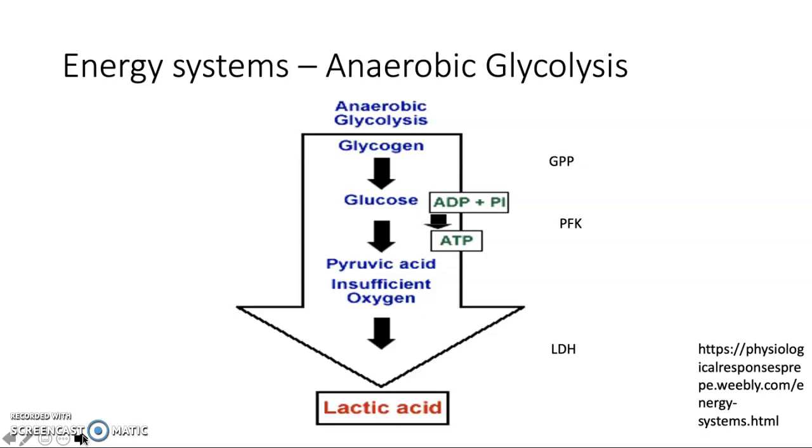pyruvic acid by the enzyme PFK, which is phosphofructokinase. From this reaction, the body gets 2 ATP to use for the muscle's contraction, and pyruvic acid gets broken down and turns into lactic acid by the enzyme LDH, in the absence of oxygen. So the athlete needs to perform a lower intensity exercise to re-increase oxygen supply.